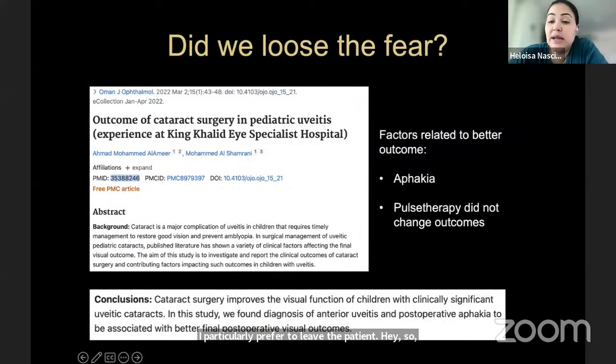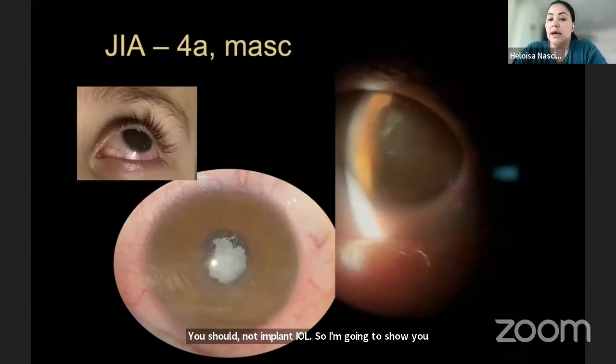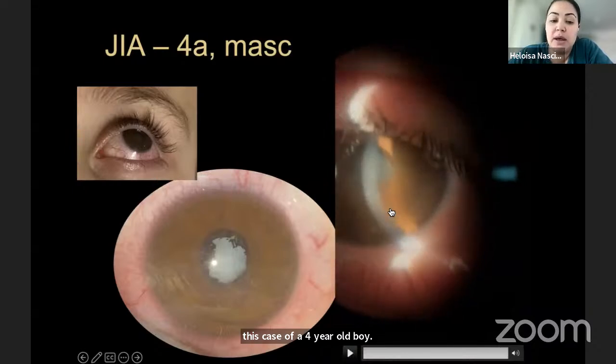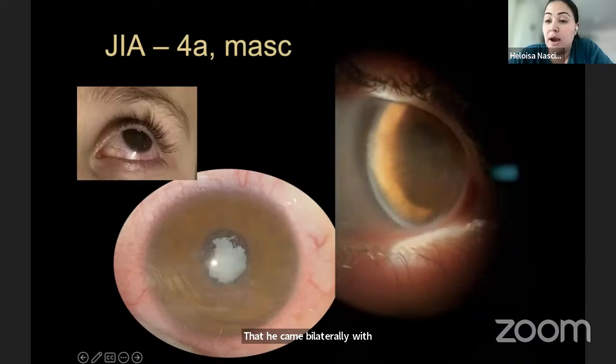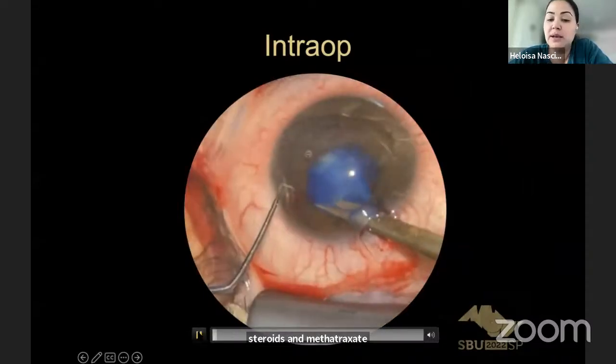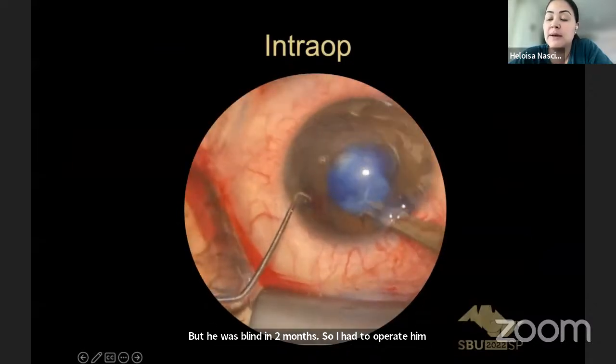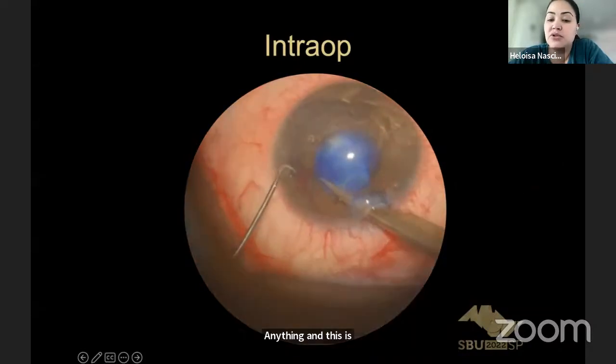So the factors related to a better outcome are aphakia, and post-therapy did not change the outcomes. So if we have a young patient, children with JIA, you should not implant IOL. I'm going to show you this case of a 4-year-old boy who came bilaterally with dense cataract. I tried to introduce steroids and methotrexate and Humira, but he was blind in 2 months. So I had to operate on him before the time of 3 months because he was not seeing anything. And this is an exception to the rule.